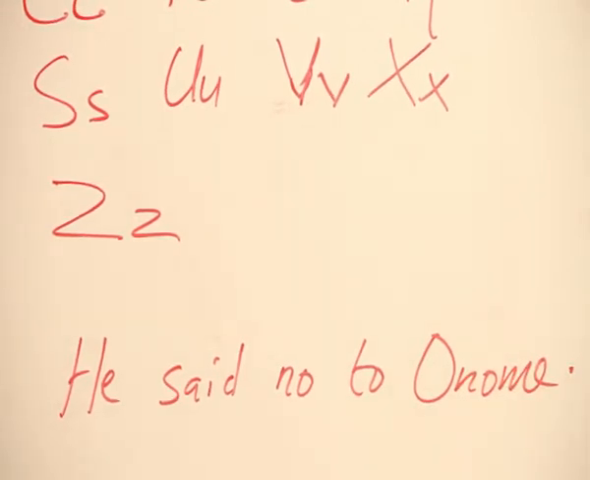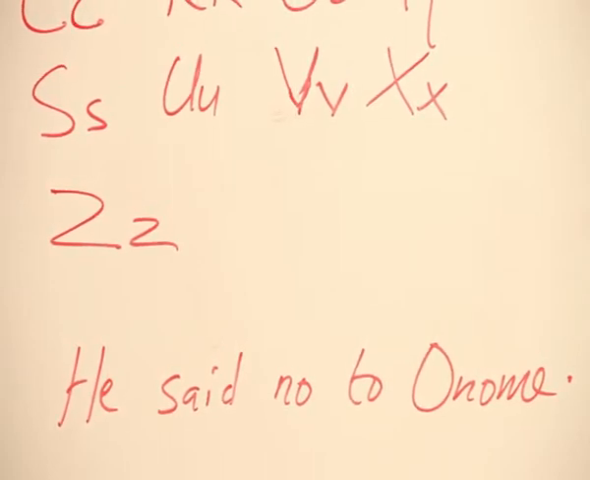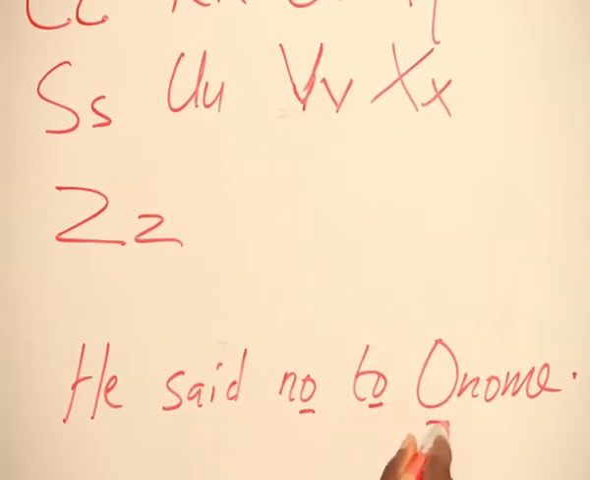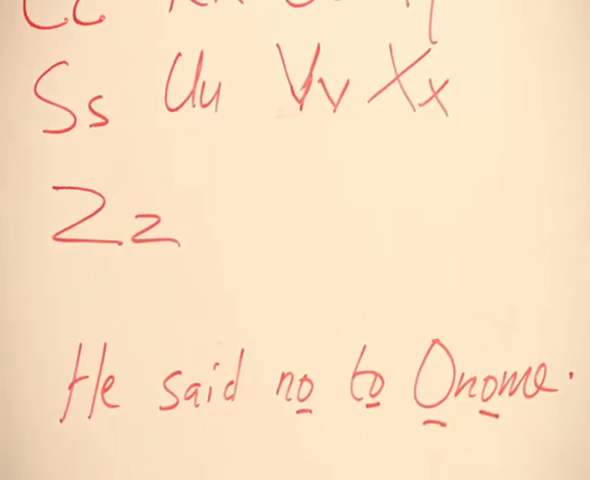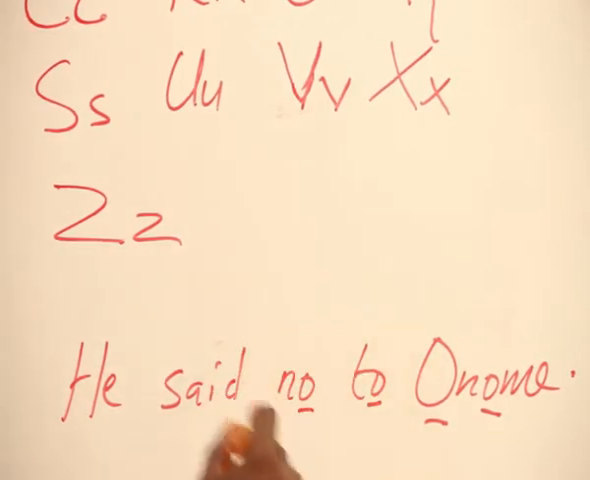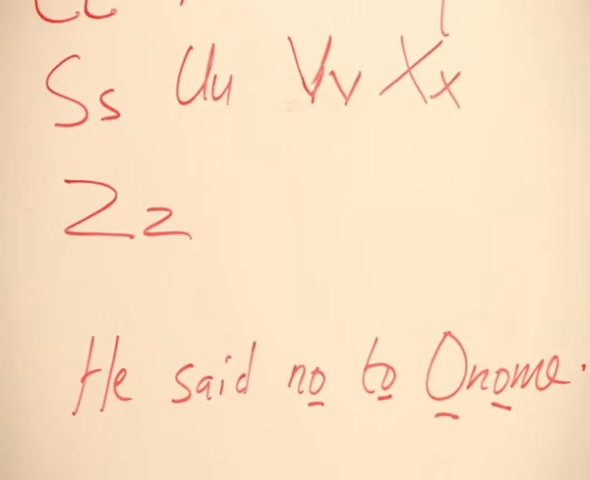If you look at this, we have four O's in this sentence. We have O here, here, here, and here. In this case, the letter O that is a capital letter is in Anome. We'll find that it is bigger than the remaining three that are not capital letters. So this is how it should be.